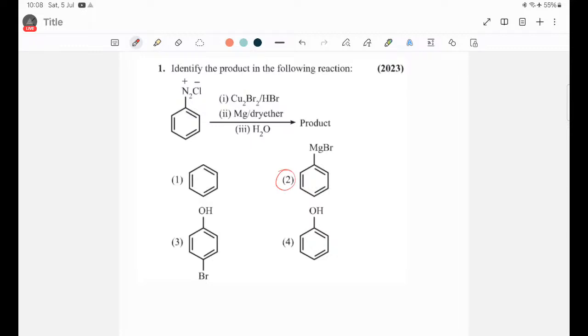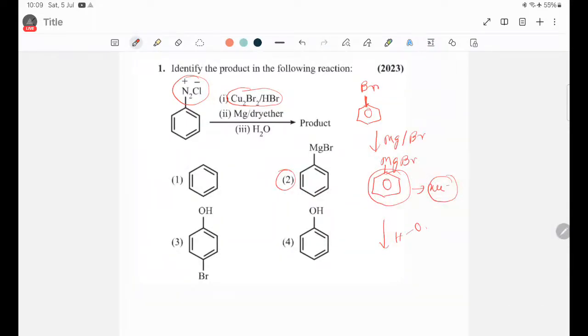Okay, now I will go through the concept section. Whenever there is this azo compound, N2 plus Cl minus, it is the easiest part, whatever you have learned in your board class or normal class. If you put this Cu2Br2 in presence of HBr, it will first be converted into bromobenzene. It can attack this hydrogen, and then this OH bond will be broken. So the final product would be benzene in this case.